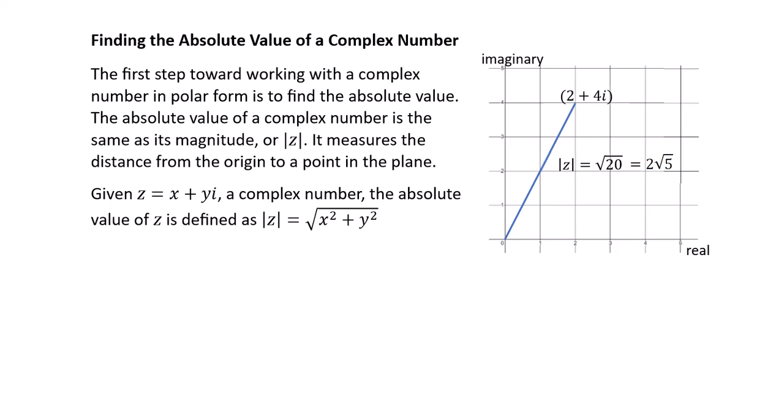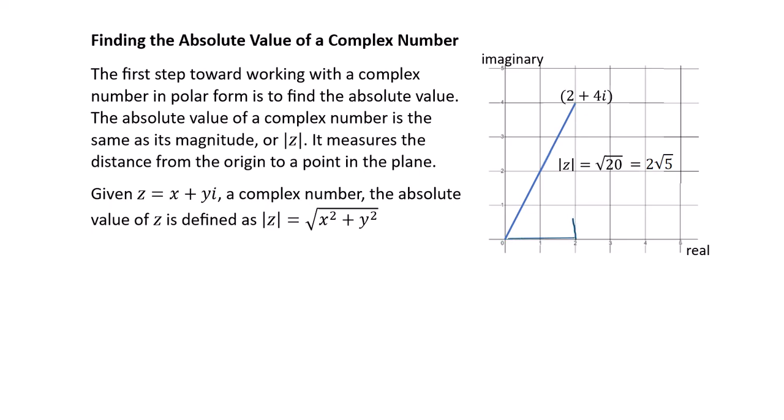Finding the absolute value of a complex number. The first step towards working with a complex number in polar form is to find the absolute value. The absolute value of a complex number is the same as its magnitude, or absolute z. It measures the distance from the origin to a point in the plane. Given z equals x plus yi, a complex number, the absolute value of z is defined as the square root of x squared plus y squared. Here you can see it demonstrated.